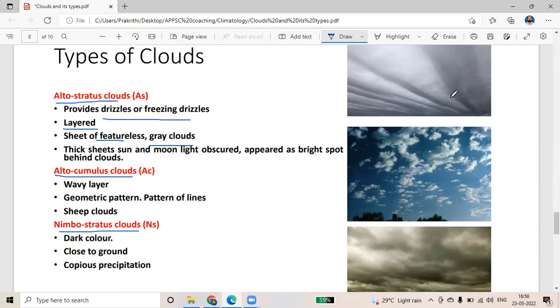Now look, here a layer has formed, it is layered, and this is actually brown in color, just like the nimbus clouds. So these are altostratus clouds. And these thick sheets will obstruct the sun and moonlight. The light of the sun and the moon will be obstructed by it. And the sun behind it appears like a bright spot.